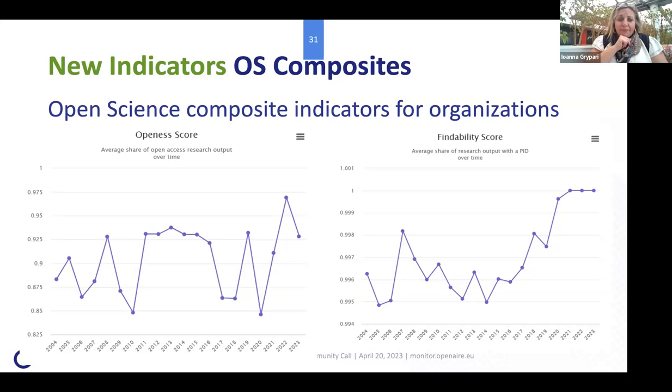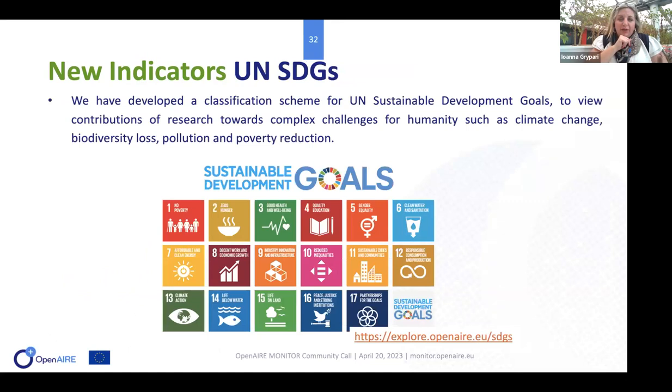So now that these indicators are ready, we will work with all of you that have dashboards in order to see what other breakdowns of interest there are. And now, as you may know, OpenAIRE now has an SDGs classification system, and you can go and see in OpenAIRE Explore the publications by SDG as well. Not the entire graph is classified, but a large chunk of it, and we're classifying more and more publications as we go along.